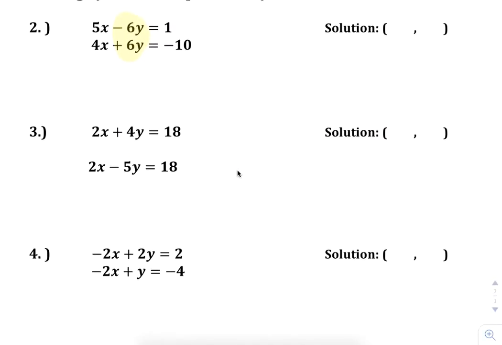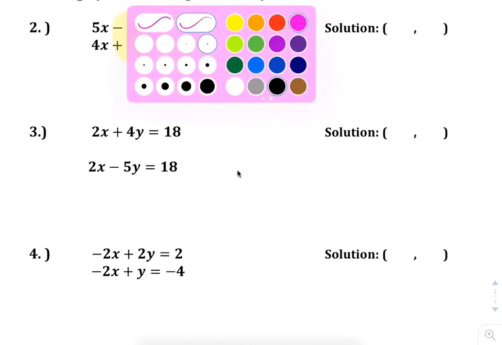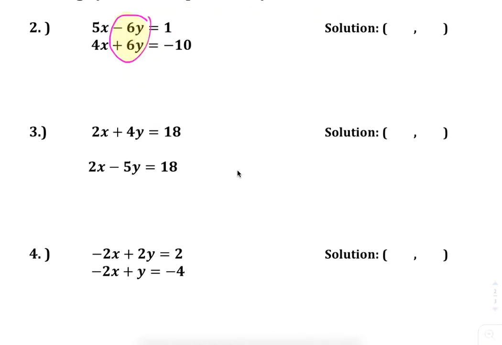All right. Problem number 2 is already set up for us also. I'm looking for something that cancels. Positive 6 and negative 6, both are y, so we're good to roll. Let's go ahead and look at this one. If these already cancel, then I add up what's left. 5x plus 4x makes 9x's. 1 and a negative 10 makes a negative 9. I'm going to solve for x, which gives me a negative 1.